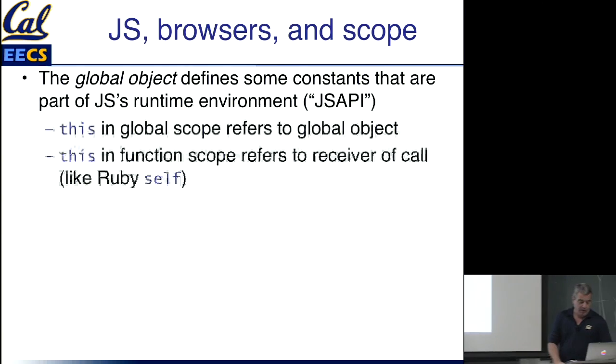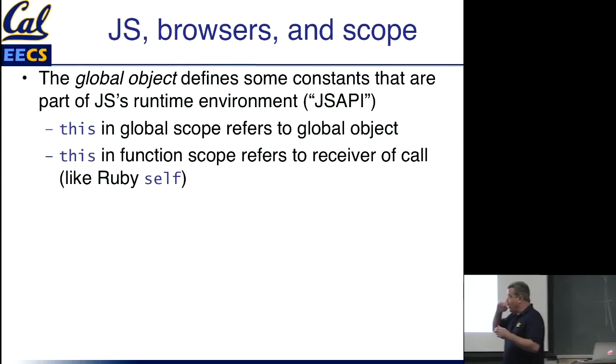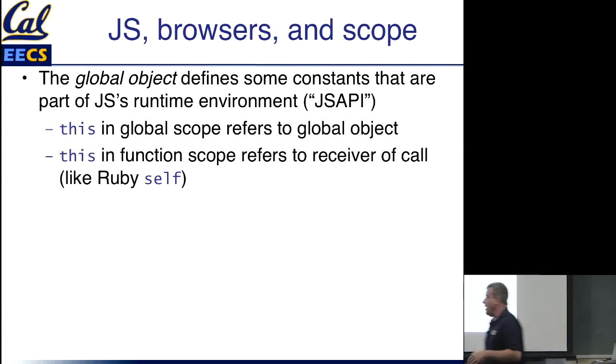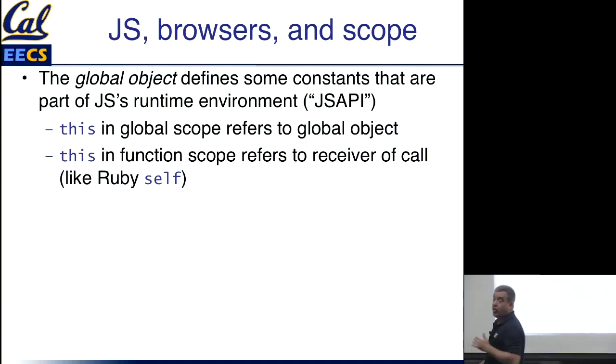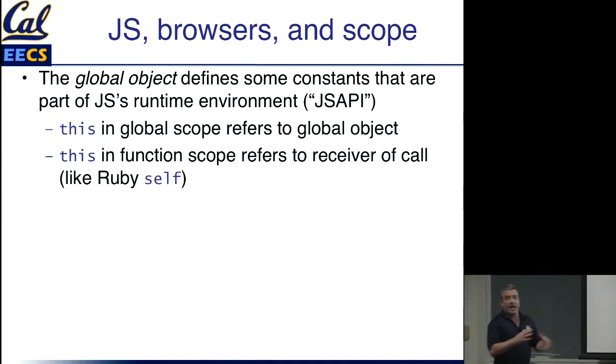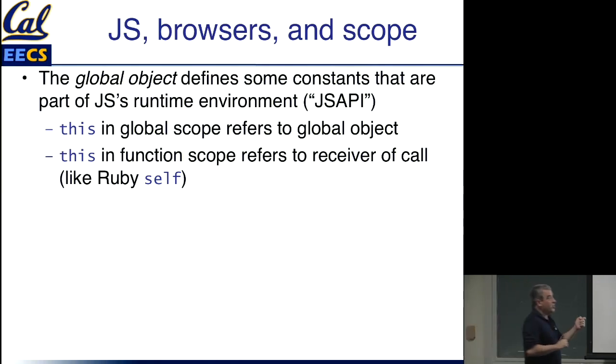Browsers and scope. The JavaScript runtime is expected to have access to one special object that's called the global object, which defines a handful of things about how JavaScript is connected to the environment in which it's running. So when JavaScript is running as part of a browser, the browser defines a global object, among which, for example, one of the properties of the browser's global object is a JavaScript object that refers to the current browser window.